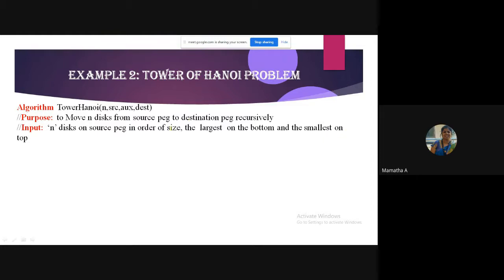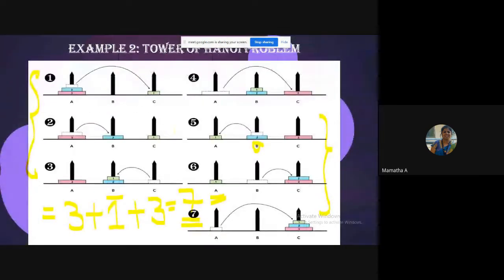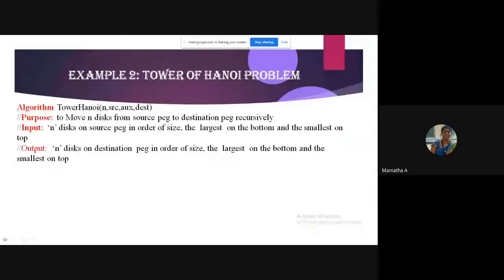What is the output? Once the algorithm ends, what is the status? You can see the status here. Now n disks are on the destination peg in order of size. Again, n disks will be on the destination peg in order of size, that is, the largest on the bottom and the smallest on the top. Okay, so begin the algorithm.